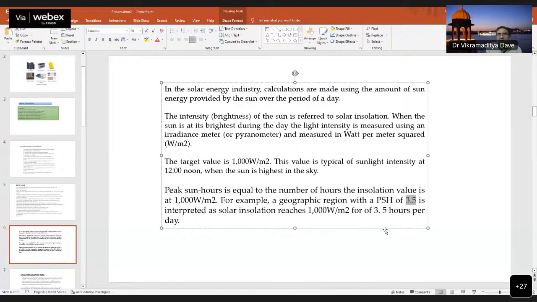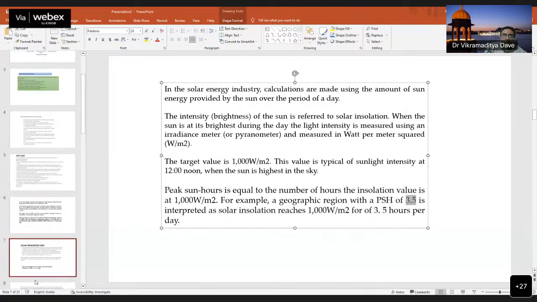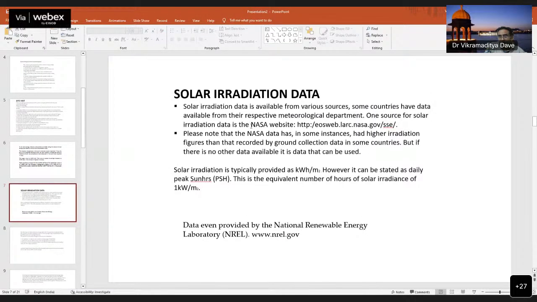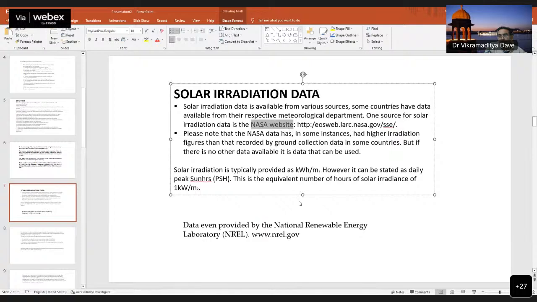Okay, so this data either you measure through a pyranometer or you have a website provided by NASA, eosweb.larc.nasa.gov is there, and even this data is also provided by the National Renewable Energy Laboratory. However, the one thing is that the NASA data in some instances has higher irradiation figures than data recorded by ground collection in some countries. But if no data is available, then this data can be used, or you should have a pyranometer.